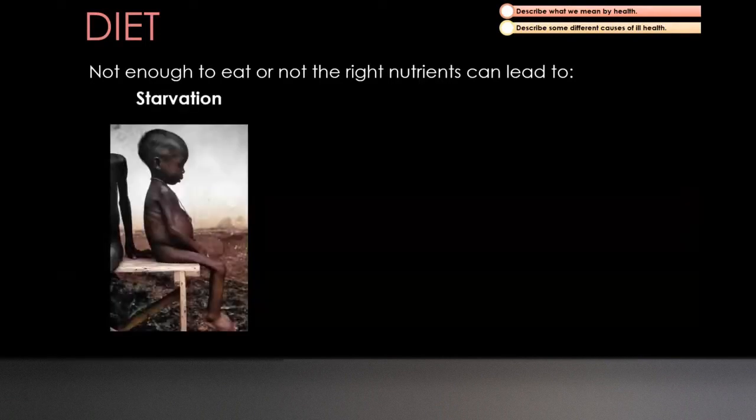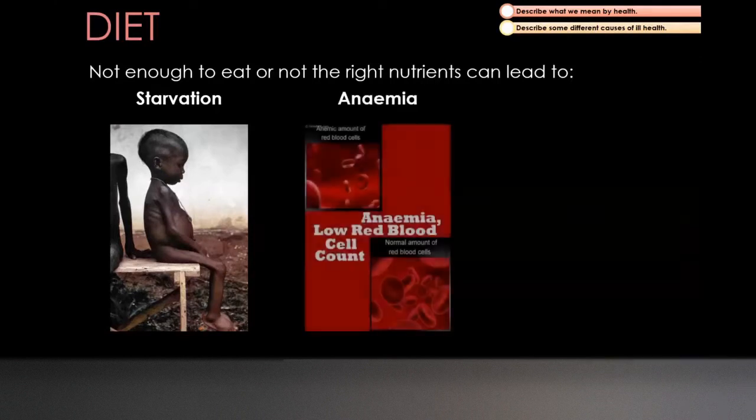But for now, if you don't get enough to eat or the right kind of nutrients, it can lead to starvation, which is a horrible thing to have happen. It can lead to something called anemia. Anemia is where you basically don't have enough red blood cells. You're not getting enough iron in your diet, and so you don't have enough red blood cells. Red blood cells are what carry the oxygen around your body. If you don't have enough red blood cells, then that causes problems with your respiration, causes problems with your ability to do anything, really. Yeah, and it's lack of iron, as Olamide has pointed out, that causes anemia.